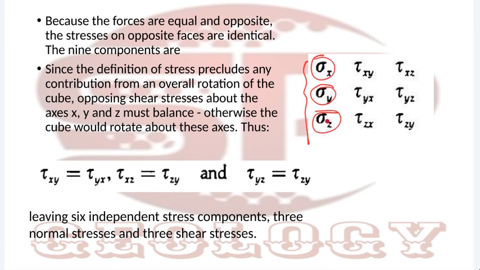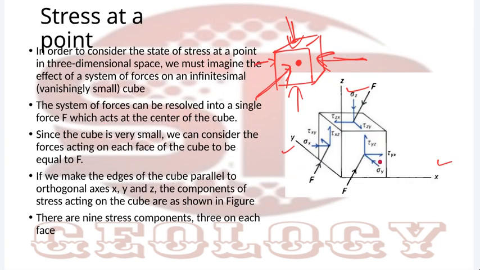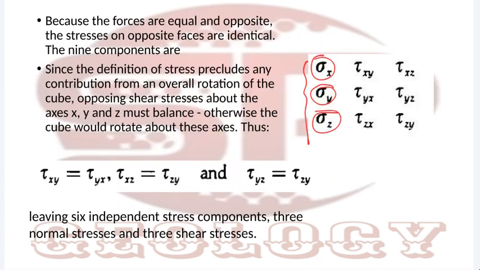Those that are not perpendicular to the plane give shear stress. The shear stress here will be like this: one on this side and the opposite in this direction. So it will be resolved like this. Shear stress is symbolized as tau xy, tau xz, tau yx, tau yz, tau zx, tau zy.